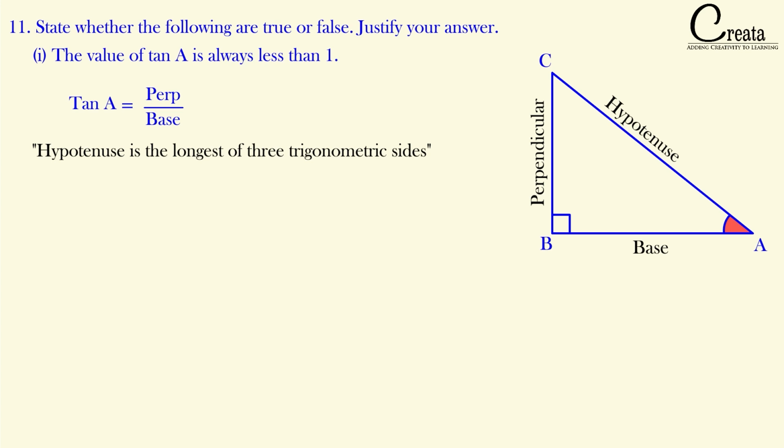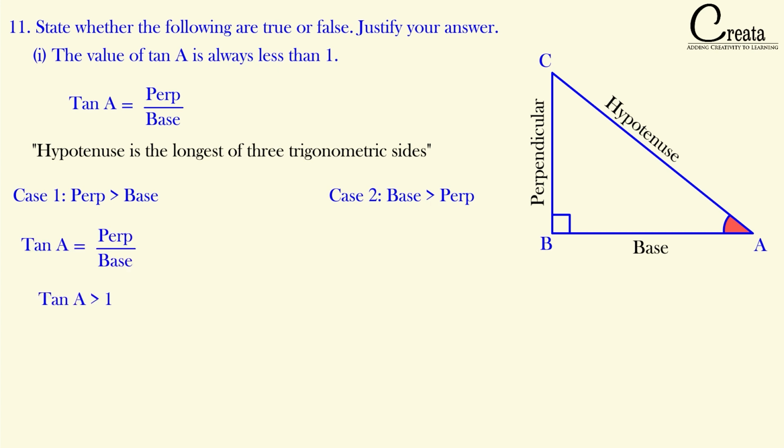So let's take two cases. In the first case, perpendicular is greater than base. In the second case, base is greater than perpendicular. Then let's see whether we are getting the value less than 1 or greater than 1. In the first case, perpendicular is greater than base. Here the value of tan will be greater than 1. Okay, perpendicular is greater than base, so the value of tan will be greater than 1.